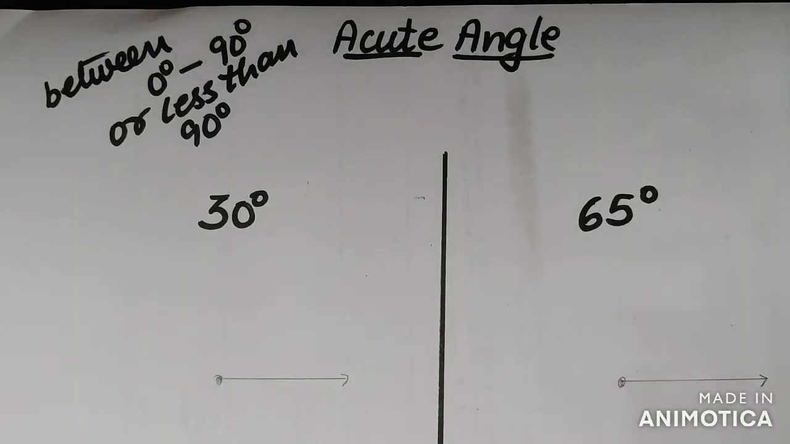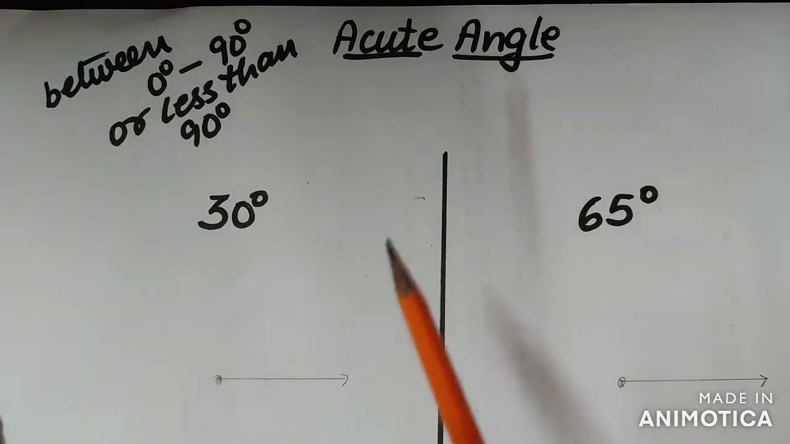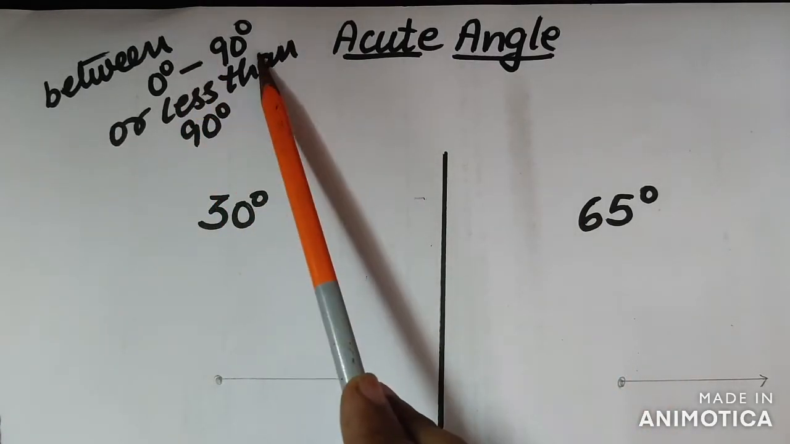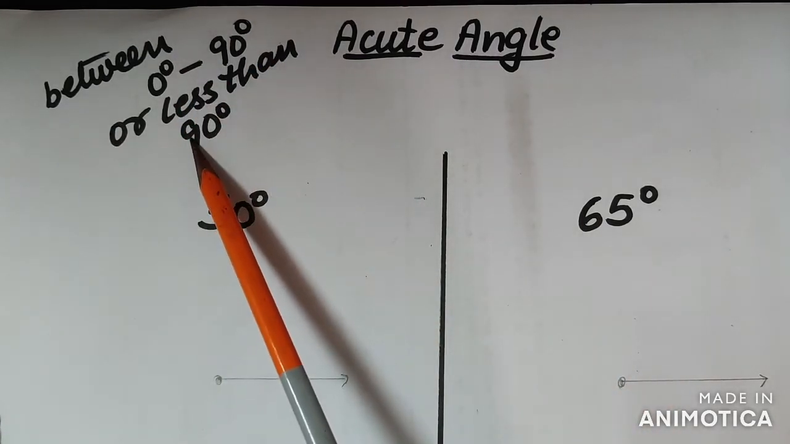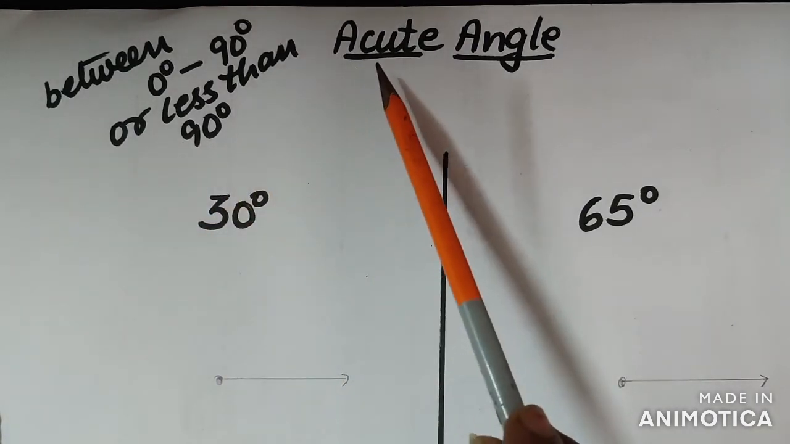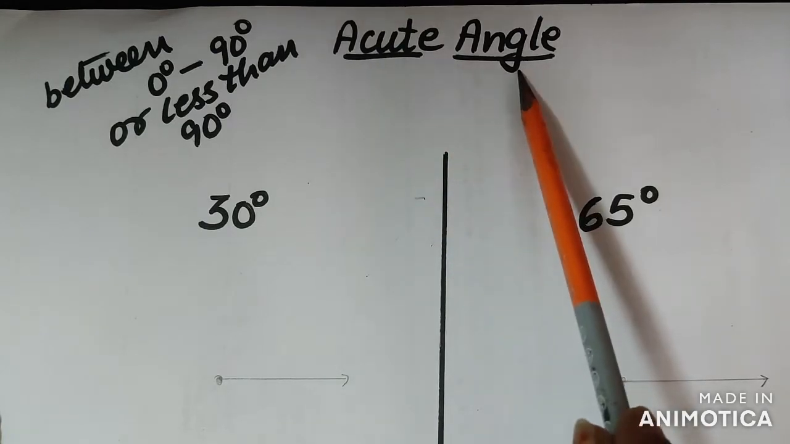The other angles that we will make are 30 degree and 65 degree. As you know children, 30 degree and 65 degree means it is between 0 to 90 degree, or you can say less than 90 degree, right? So this type of angle which is less than 90 degree will be called an acute angle.